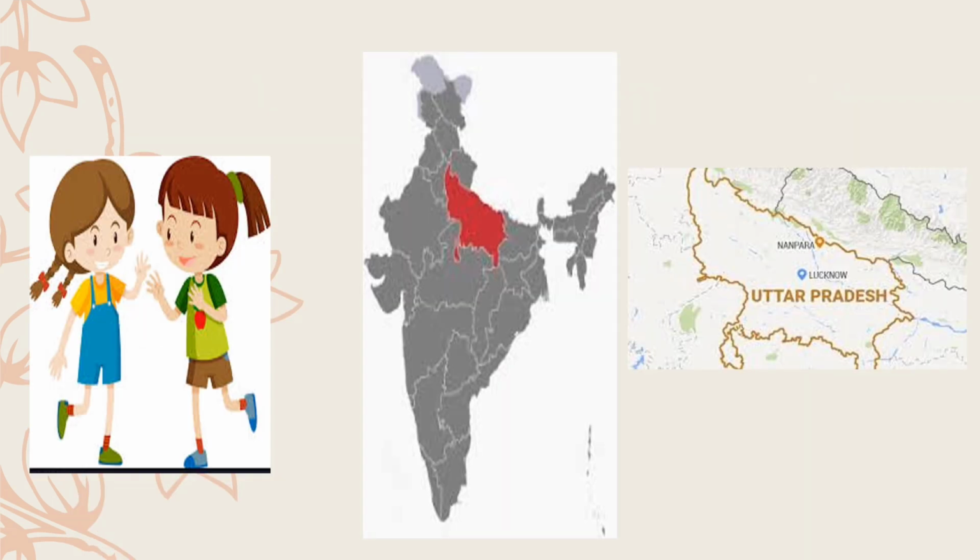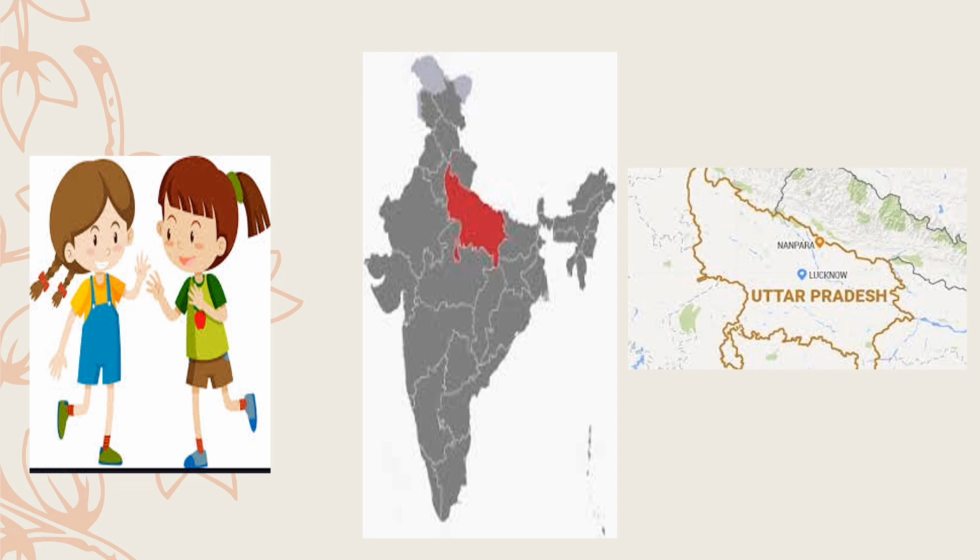Here we can see two girls whose names are Firoza and Neelima. They both are from Uttar Pradesh. In the map of India, we can see a part which is marked in red color. The red colored part shows Uttar Pradesh. Also we have the map of Uttar Pradesh. Uttar Pradesh lies to the north of India.